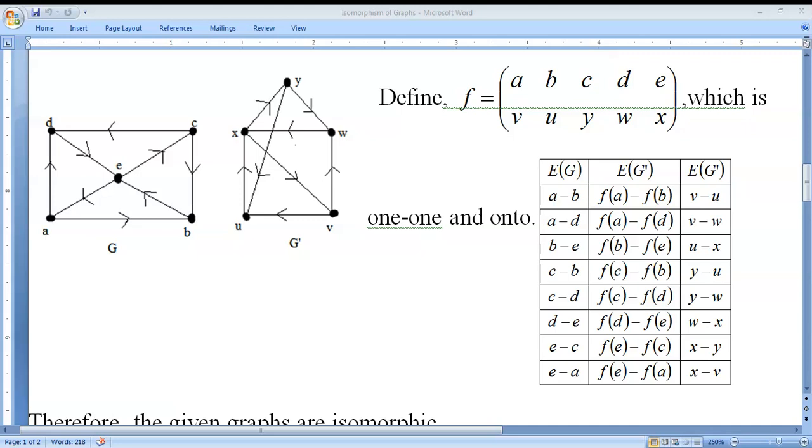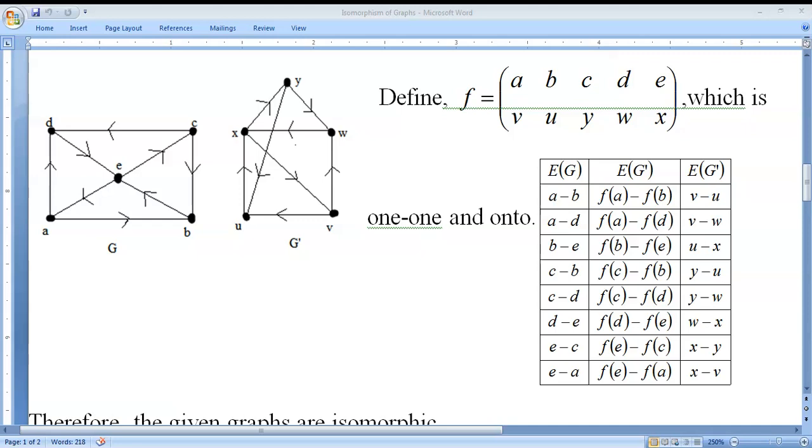So we can see that distinct elements in the domain have distinct images. A, B are distinct, their images V, U are distinct. A, E are distinct, their images V, X are distinct. C, D are distinct, their images Y, W are distinct, and so on. So clearly, you can see different elements in the domain are having different images in the codomain. Hence, it is one-one, and you need to verify whether it is onto or not.